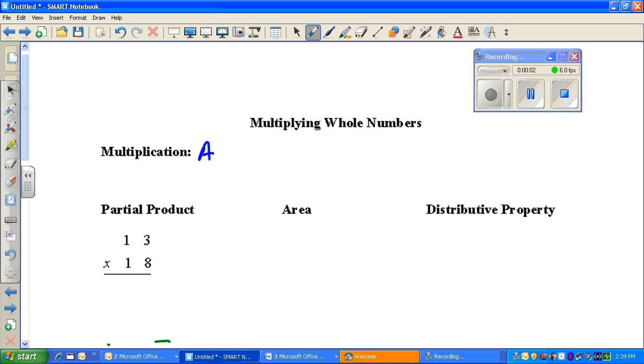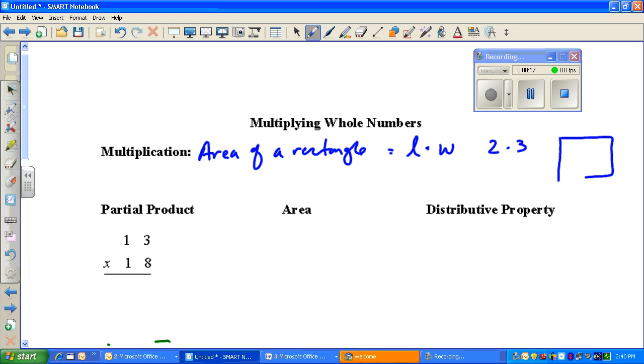Multiplication is defined to be the area of a rectangle. The area of a rectangle is length times width. I'm going to use a little dot to represent the times symbol. So I have 2 times 3, 2 by 3. There's my rectangle, a 3 and a 2. If I look at the total, I get 6. So that's what multiplication is defined to be.